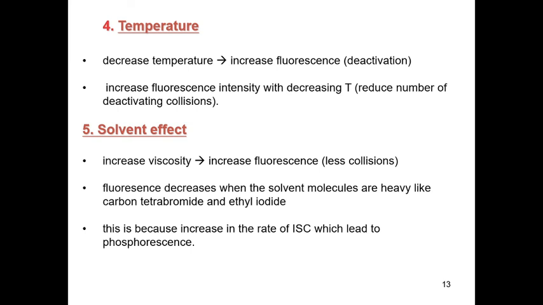Fluorescence decreases when the solvent molecules are heavy, like carbon tetrabromide and ethyl iodide. This is because of the intersystem crossing that is going to happen. Previously in our structures we saw that if there is a bromide or an iodide, rather than fluorescing, there will be intersystem crossing. If the solvent is also of that quality, like carbon tetrabromide and ethyl iodide, then rather than giving fluorescence, it shall give phosphorescence. So this is how the solvent effect works. If I want a stronger fluorescence effect, I should have an increased viscosity, so there are fewer collisions. If I use a very heavy solvent like carbon tetrabromide or ethyl iodide, rather than fluorescence, it will give me phosphorescence. So this is the effect of solvent among the variables.